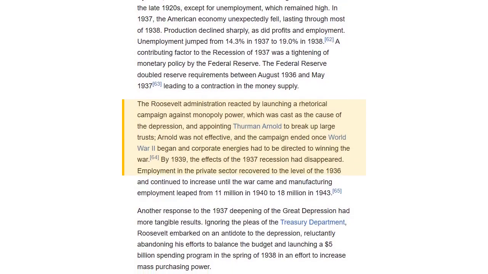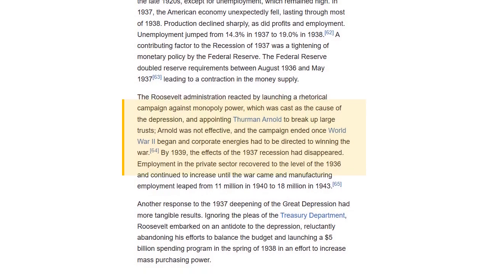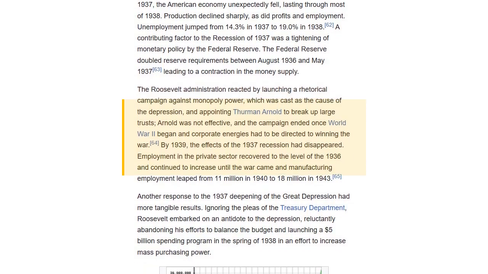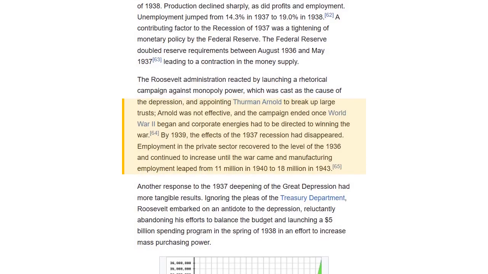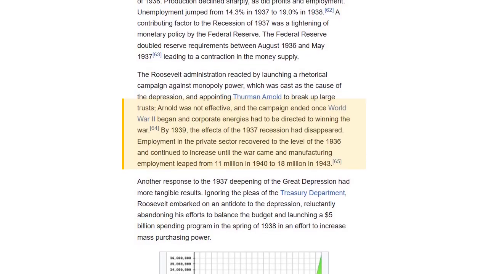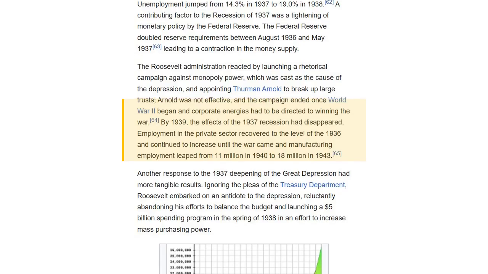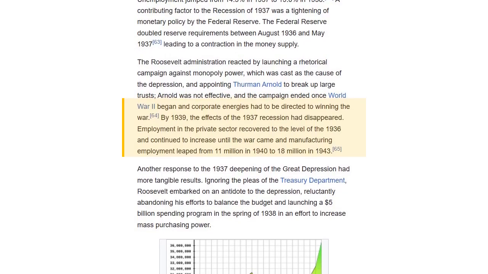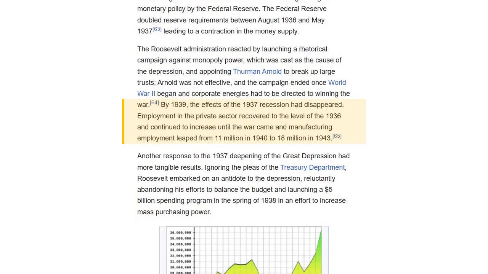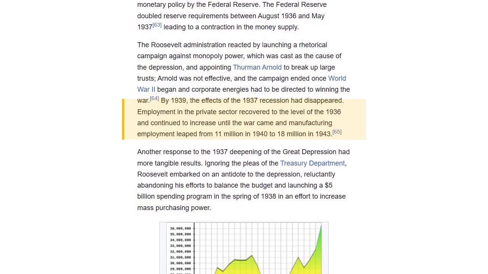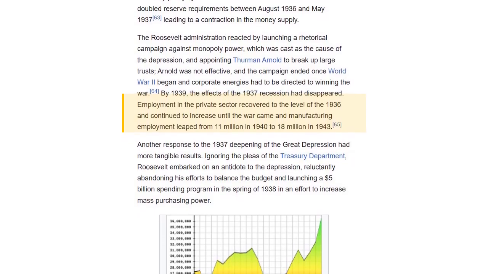Arnold was not effective, and the campaign ended once World War II began, and corporate energies had to be directed to winning the war. By 1939, the effects of the 1937 recession had disappeared. Employment in the private sector recovered to the level of 1936 and continued to increase until the war came, and manufacturing employment leaped from 11 million in 1940 to 18 million in 1943.